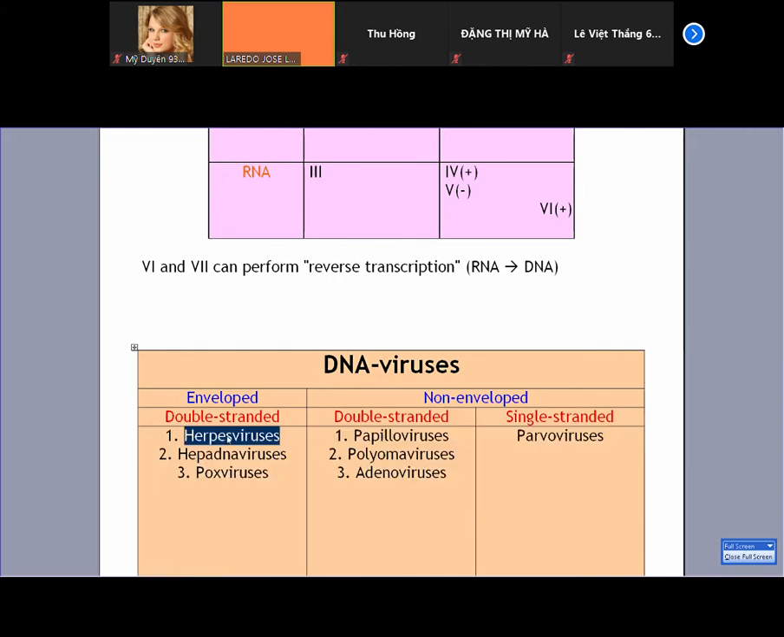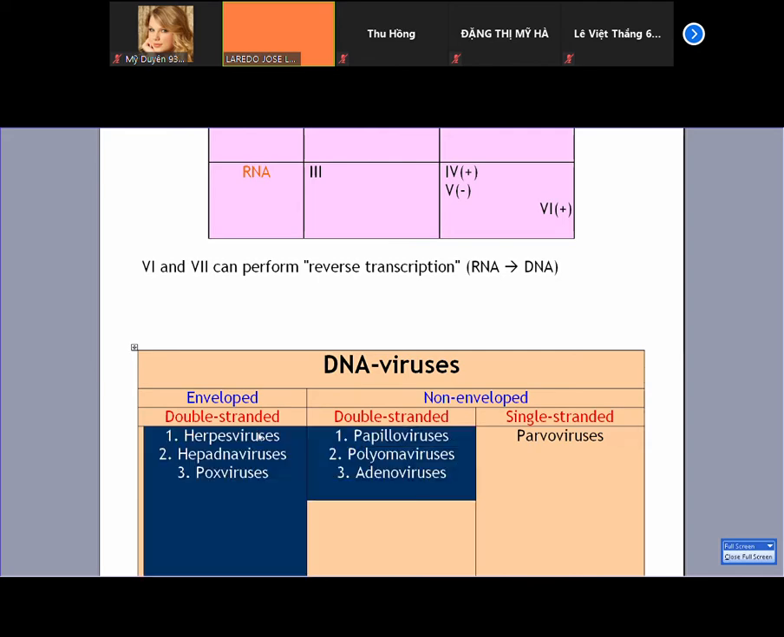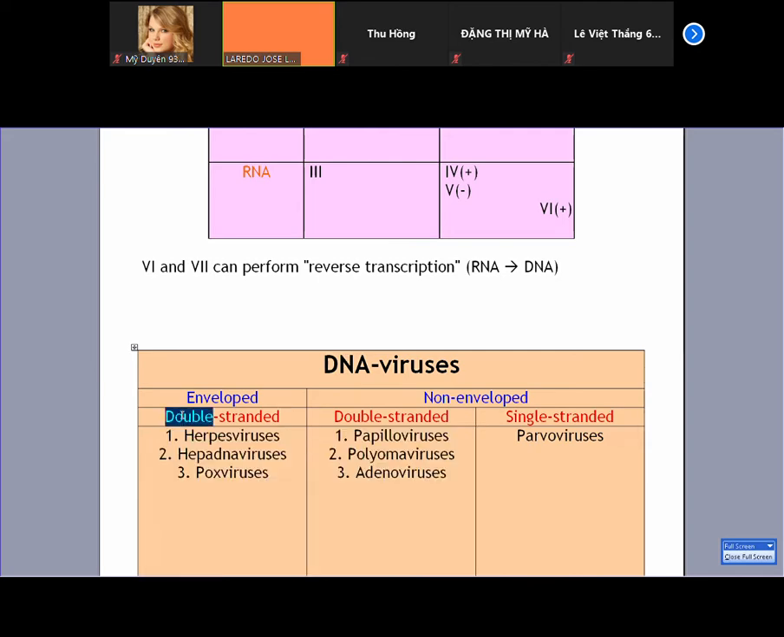We are going to start with herpes viruses. By the way, look, all DNA viruses that infect humans are double-stranded, except one that is single-stranded, parvoviruses, okay? All DNA viruses that infect humans are double-stranded, except one. In the next class, we will study herpes viruses.